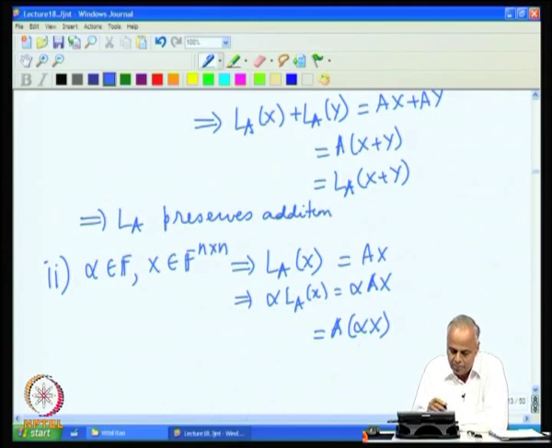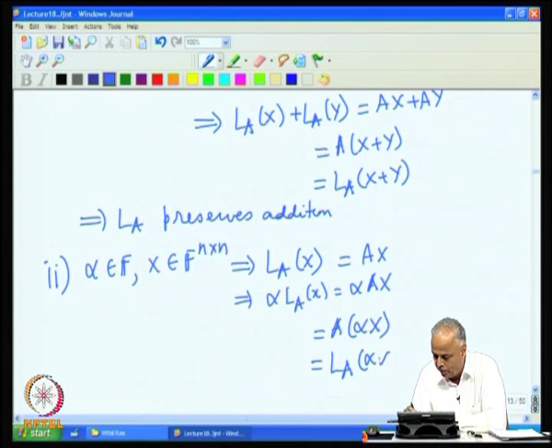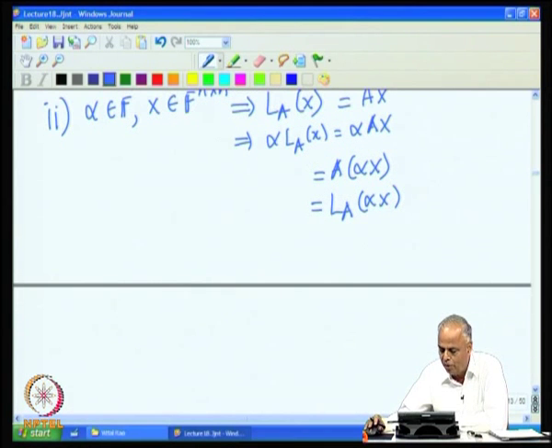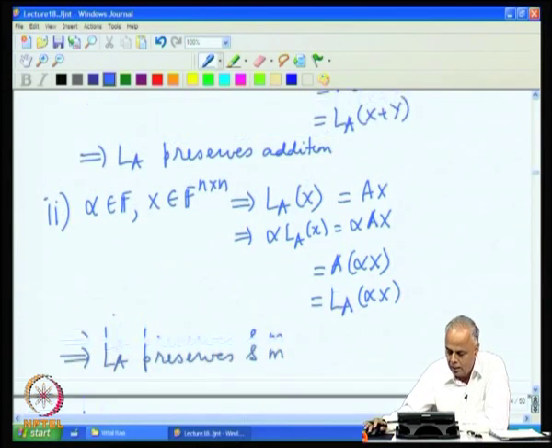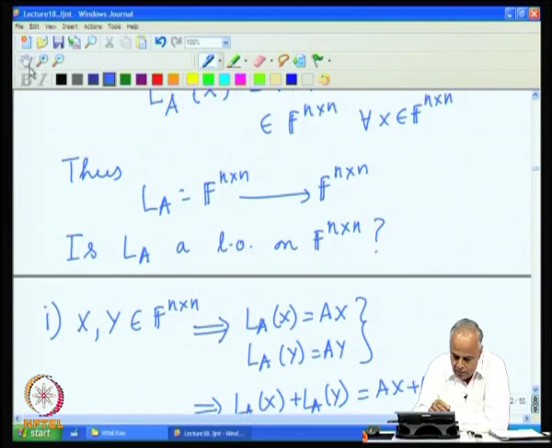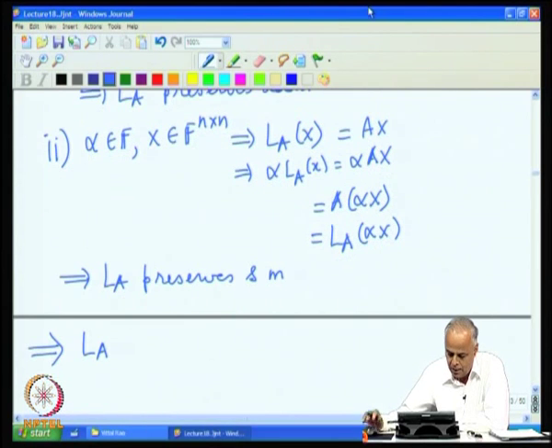Again, when we take X, an n by n matrix, and multiply it by a scalar, we get that alpha X is an n by n matrix. And whenever an n by n matrix is pre-multiplied by A, that means we are taking LA of alpha X. And thus we see that LA of alpha X is alpha LA of X. Therefore, LA preserves scalar multiplication. Thus, LA preserves both addition and scalar multiplication. 1 and 2 together, LA is linear, and since it is a transformation from Fn to itself, it becomes a linear operator. So, LA is a linear operator on Fn cross n.